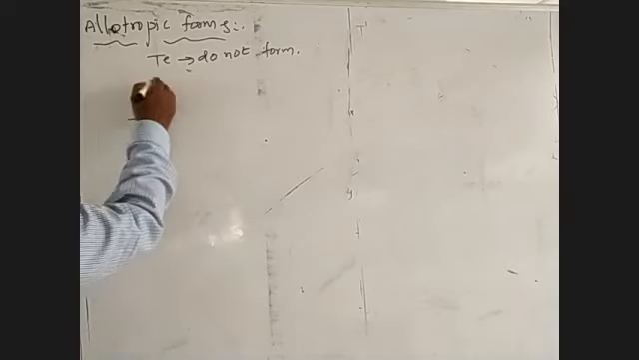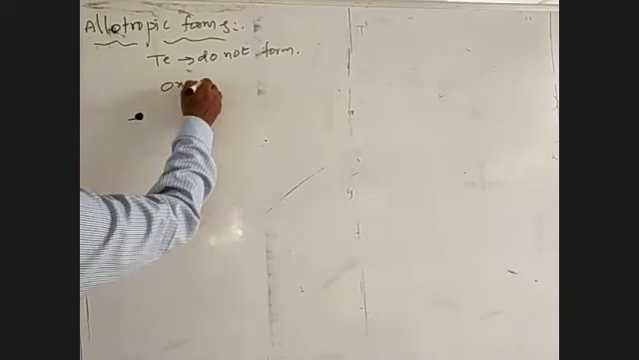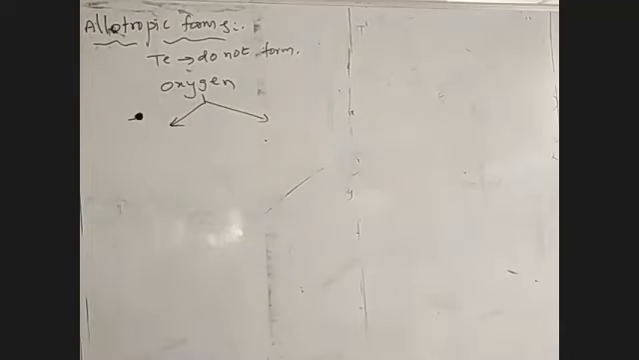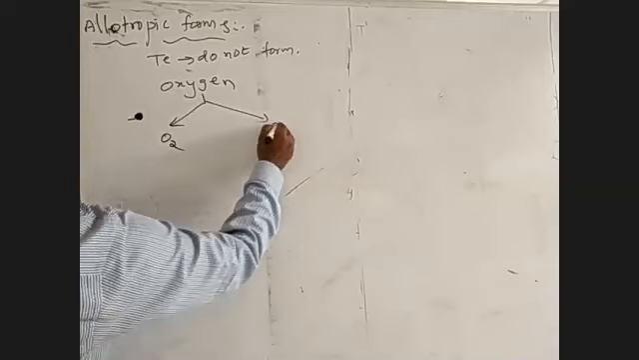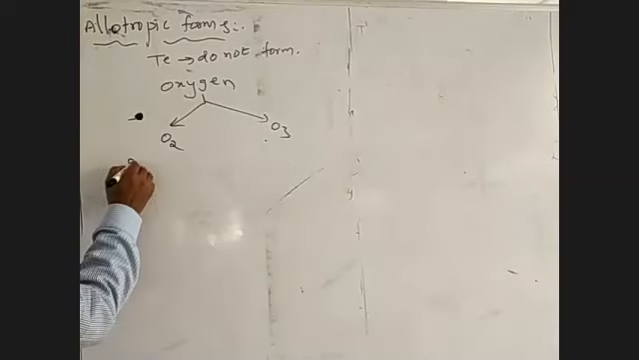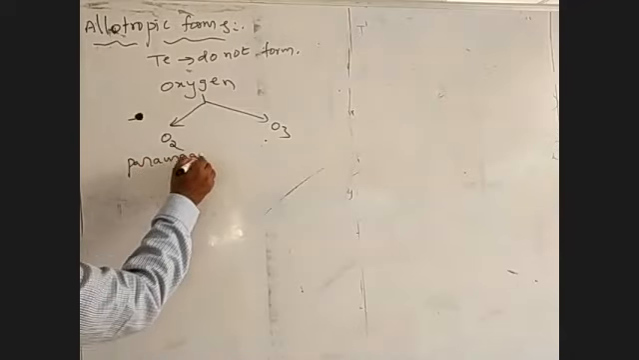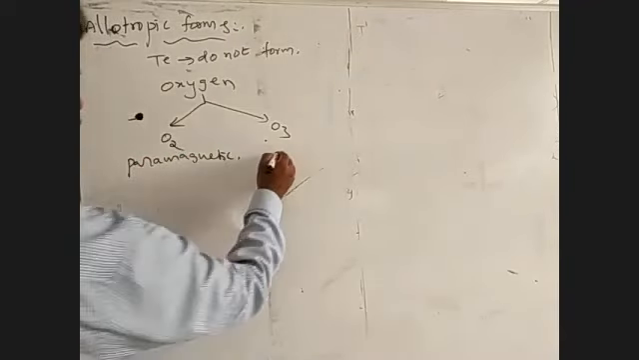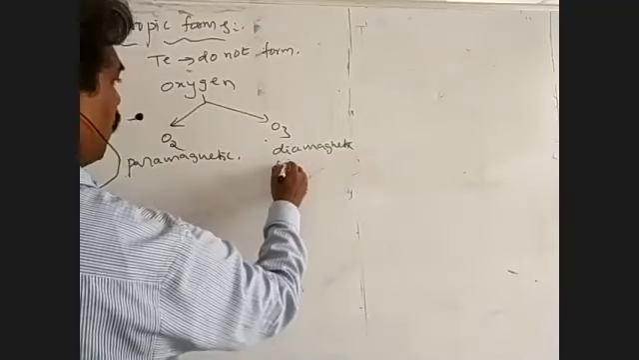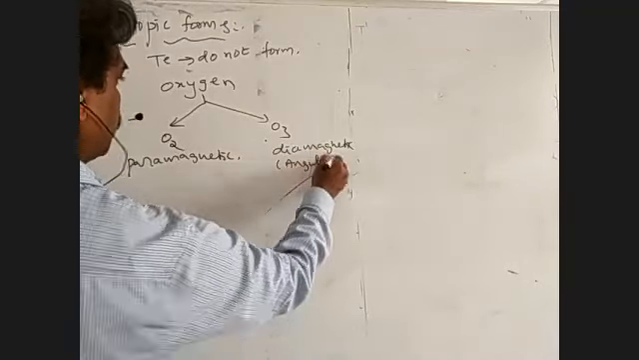Among these, the first one is oxygen. Oxygen exists as two types of allotropes. One is called dioxygen, O2, and the second one is called trioxygen, O3. Here the O2 molecule is paramagnetic. O3 is diamagnetic. The O3 molecule is diamagnetic and also has an angular structure.